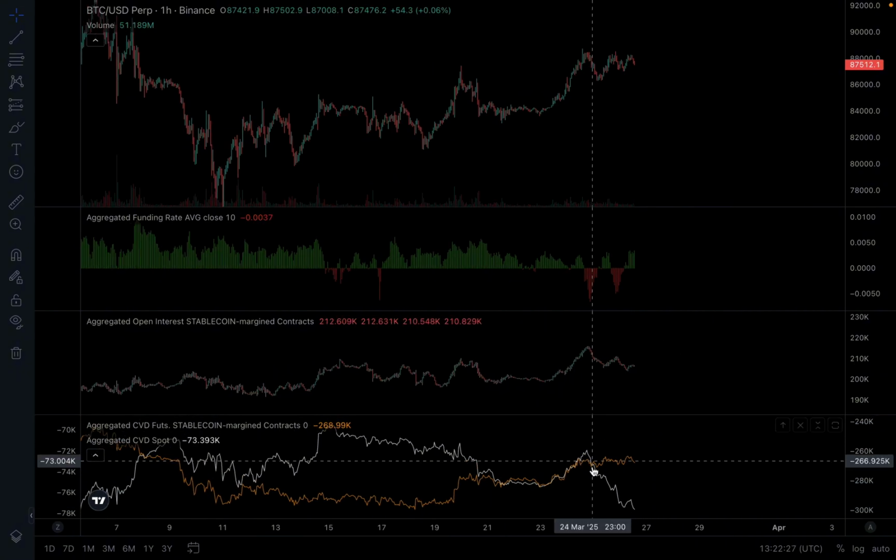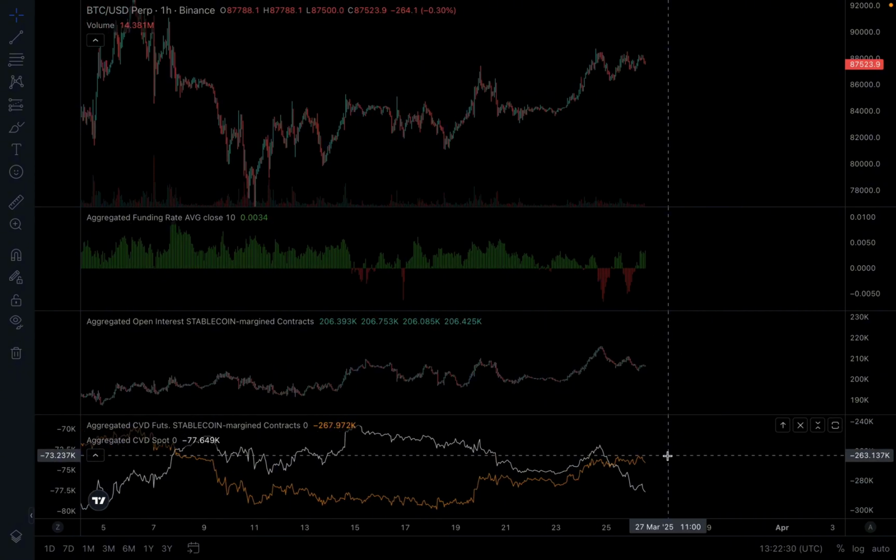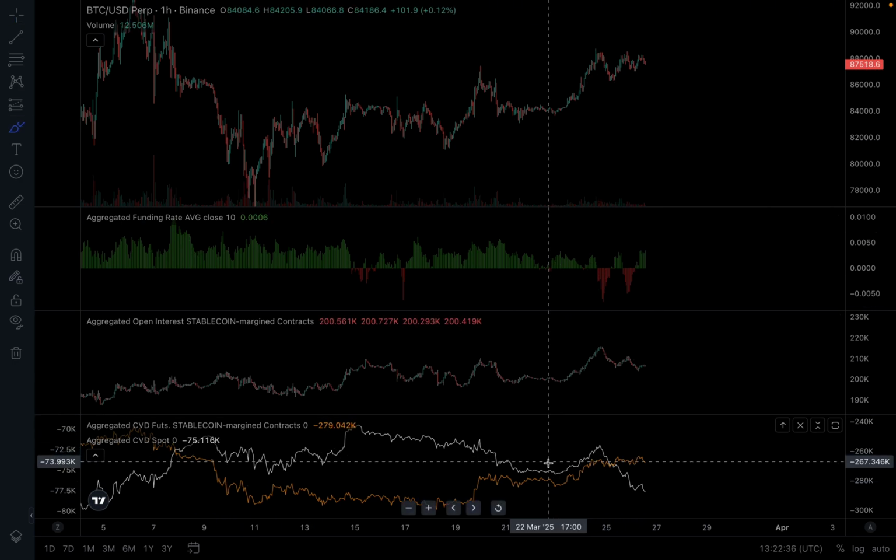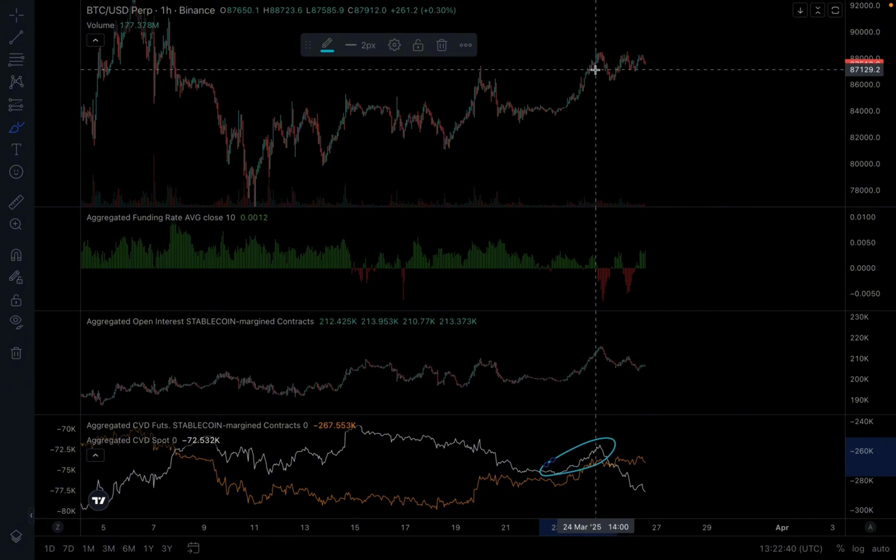For example, if spot is buying and perps are not buying, then that's a strong sign because then you have genuine buying. That is what we can see here. Spot was buying, price was going up, strong sign.